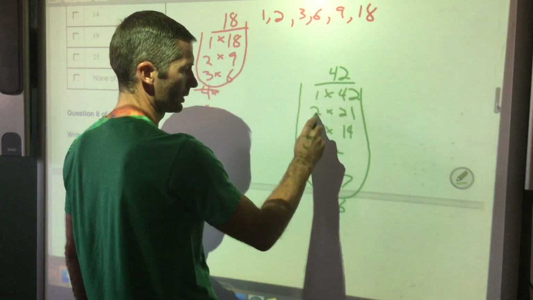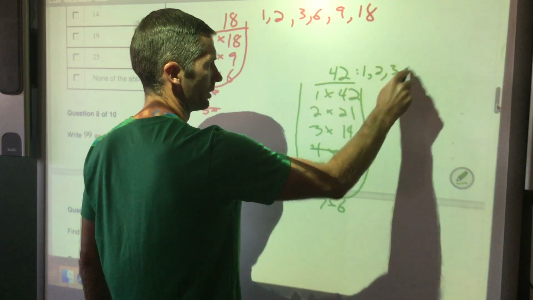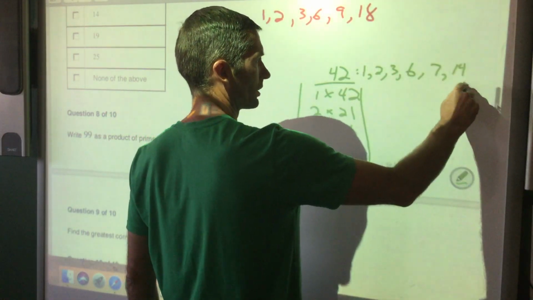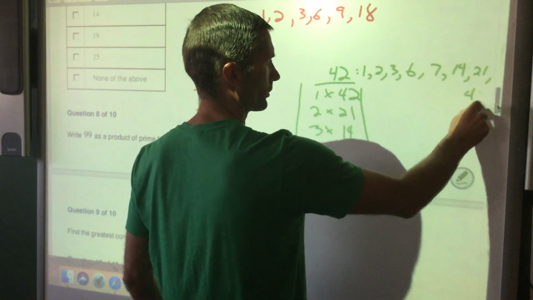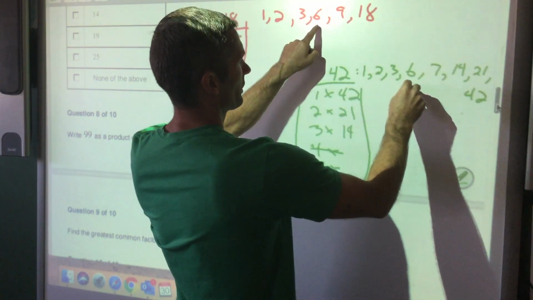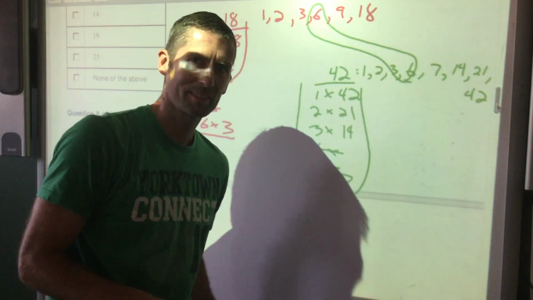So going around the horn: 1, 2, 3, 6, 7, 14, 21, 42. We're looking for my greatest one in common. Looks like it's 6. Greatest common factor is 6.